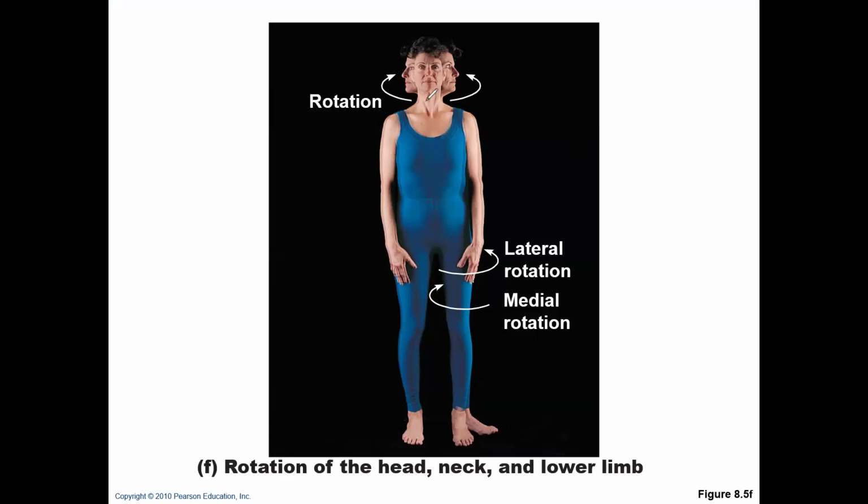So here, C1 is called Atlas, sits on top of C2, and you can rotate your head either laterally to the side as you move your head away from midline, or rotate it medially back toward your midline. Bend your knee a little bit. You can also rotate your leg laterally to the side or medially back toward midline.